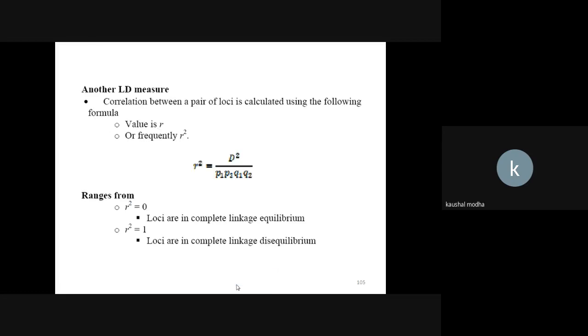Now there is another measure, R square, which is also related to, now the value of D is analogous to the correlation or association, and R square is analogous to the coefficient of determination.